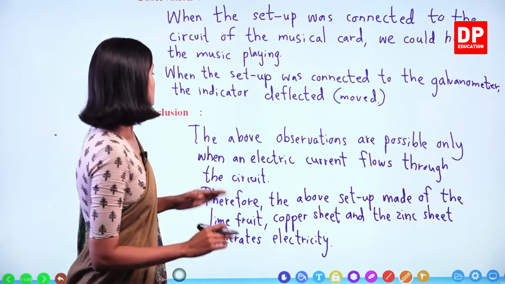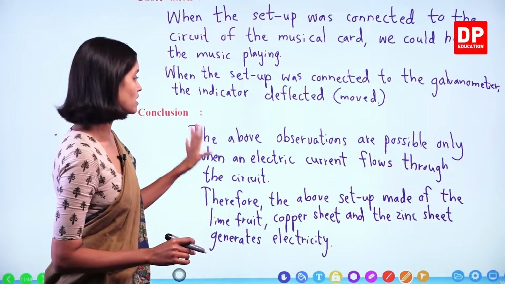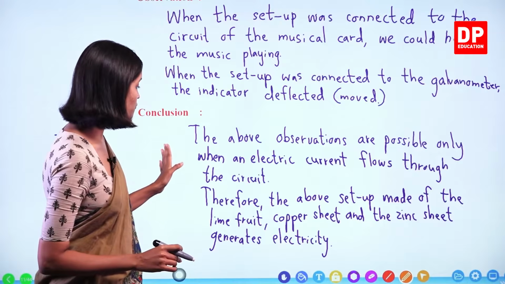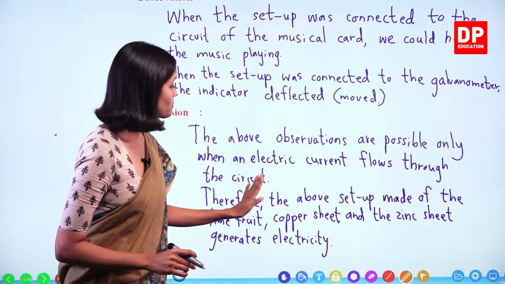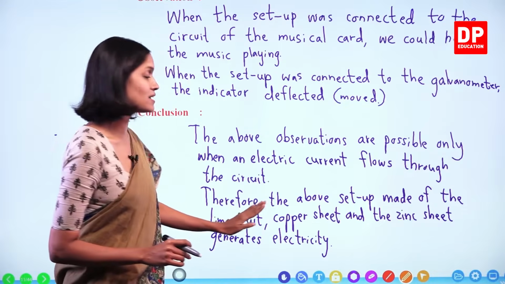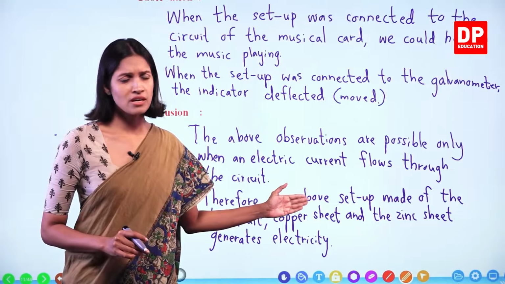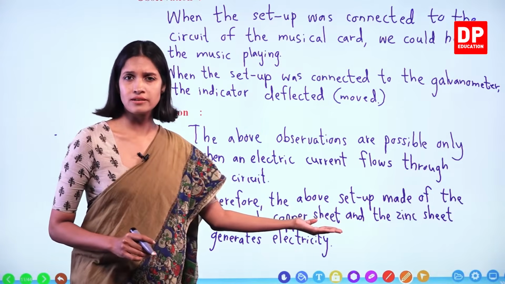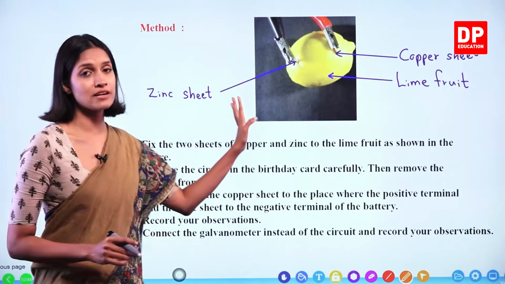Okay, children. The above observations are possible only when an electric current flows through the circuit. Therefore, the above setup made of the lime fruit, copper sheet and the zinc sheet generates electricity. This is the conclusion that we can come up with. How can this setup generate electricity, children? With a lime fruit and two metal sheets, how can it generate electricity?